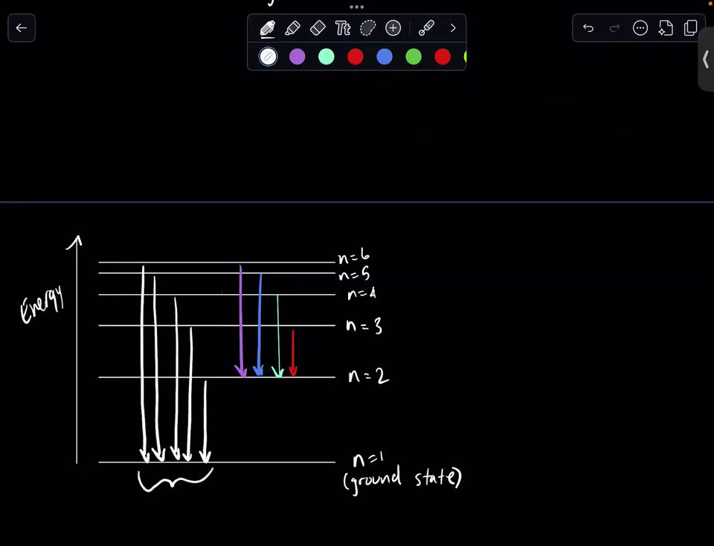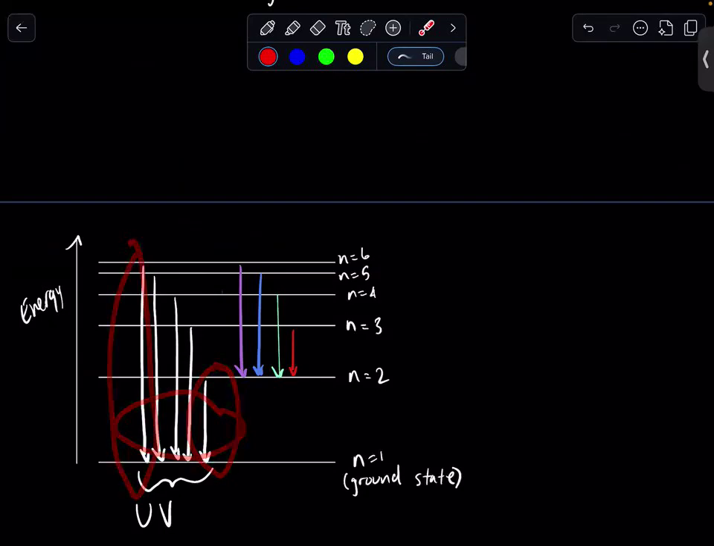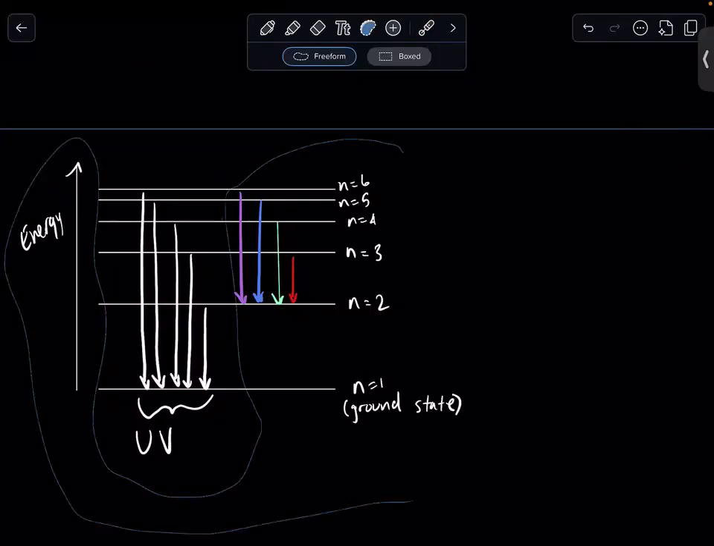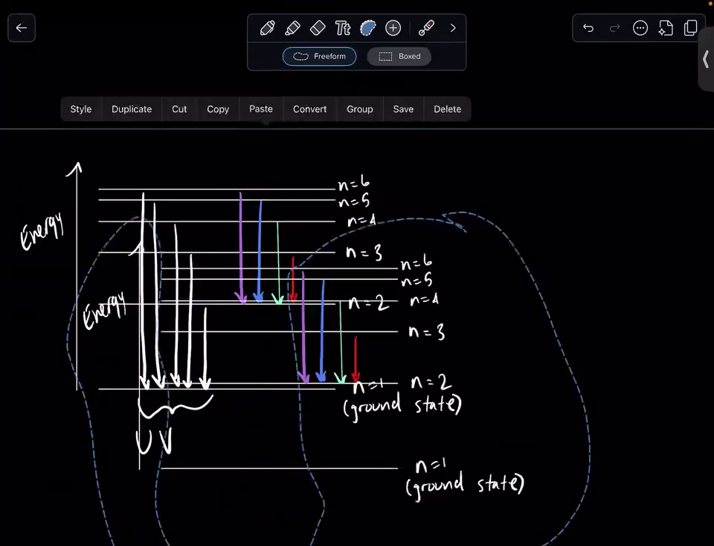So these transitions that go to n equals 1 all produce ultraviolet light, which we can't visually see, so we don't get it in our line emission spectra. So we're still going to get discrete wavelengths of ultraviolet light, having this being the lowest energy ultraviolet and this being the highest energy ultraviolet, just like red was our lowest energy visible and violet was our highest energy visible. But because they're UV, we will not be able to see them. We can actually continue this even further.